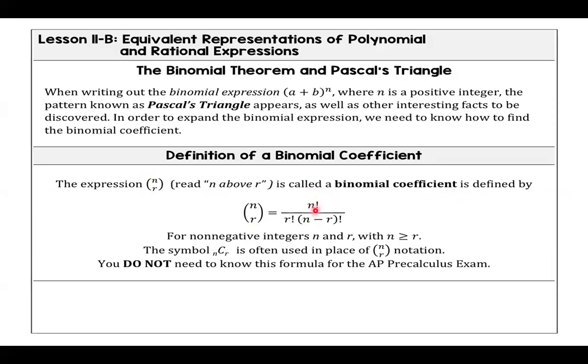It means that whatever the value of n is, you're taking all the positive integers that are less than it and you're multiplying them together. So if this was 5 factorial, it would be 5 times 4 times 3 times 2 times 1. If it was 6 factorial, that means you're doing 6 times 5 times 4 times 3 times 2 times 1, okay? It is not an excited number. It is called a factorial, okay?